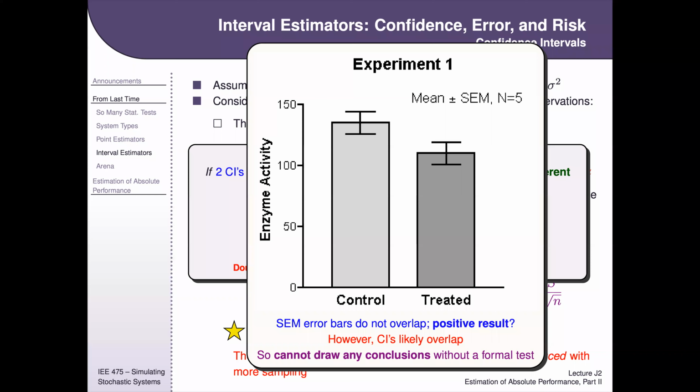And so when the confidence intervals overlap, I have to do a formal statistical test. I have to do a two-sample t-test on these data. I just have to. If these were confidence intervals and not standard errors, though, I can see that they don't overlap. There's daylight in between them.